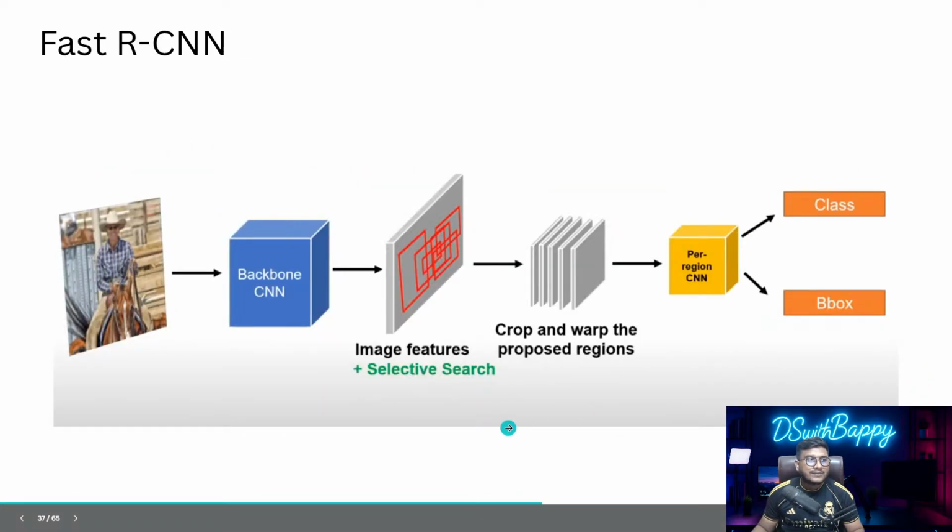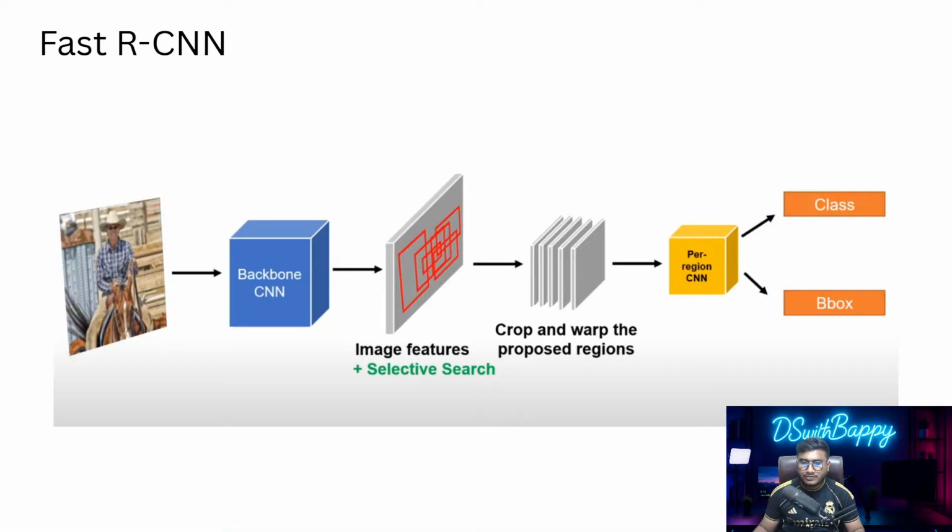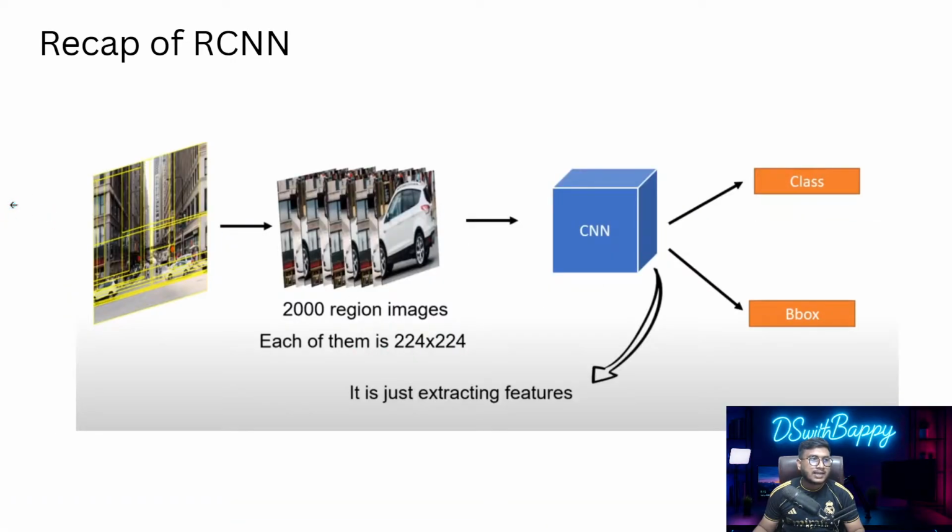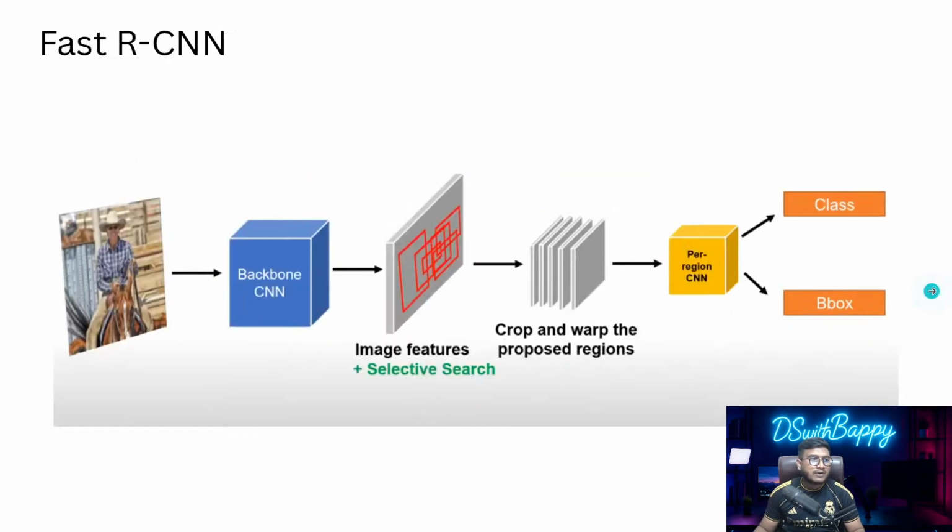Now, what is the concept of fast RCNN, guys? Let's try to understand. If you see both architectures, in our RCNN architecture, first of all, we applied something called region proposal, and we got 2000 region images. Then we pass these 2000 region images to the CNN architecture. But in fast RCNN, instead of applying the region proposal, we pass the raw images to the backbone CNN, that means the convolutional neural network.